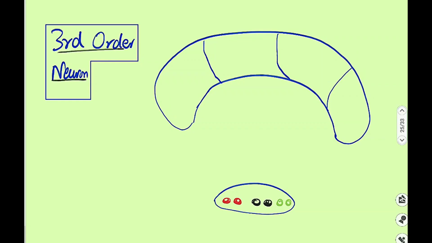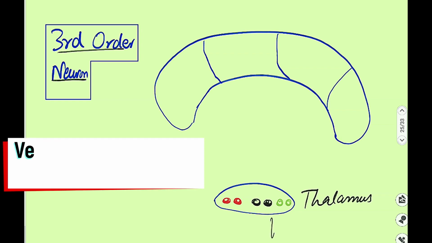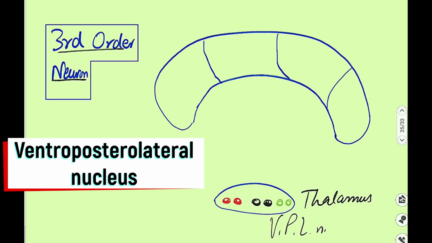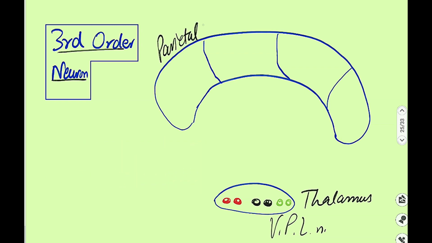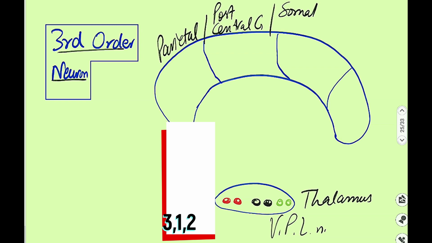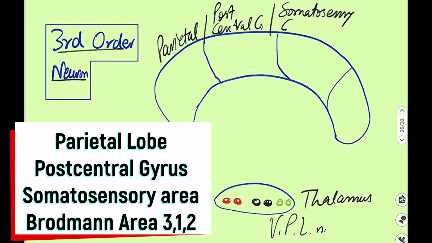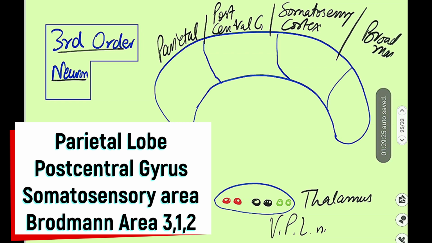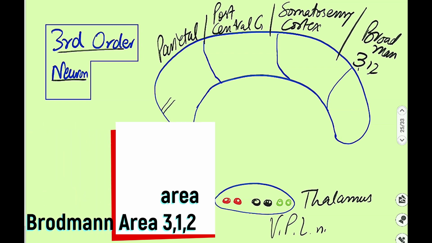Now the third order neuron, whose cell body is present in the thalamus, and here the cell body is known as the ventroposterolateral nucleus. The destination of the third order neuron is the parietal lobe of the cerebral hemisphere, and in the parietal lobe, this area is known as the post-central gyrus. This area is also known as the somatosensory cortex and also known as Brodmann area 3, 1, 2. Before going into detail, I'd like to explain the cerebral area location and the homunculus.